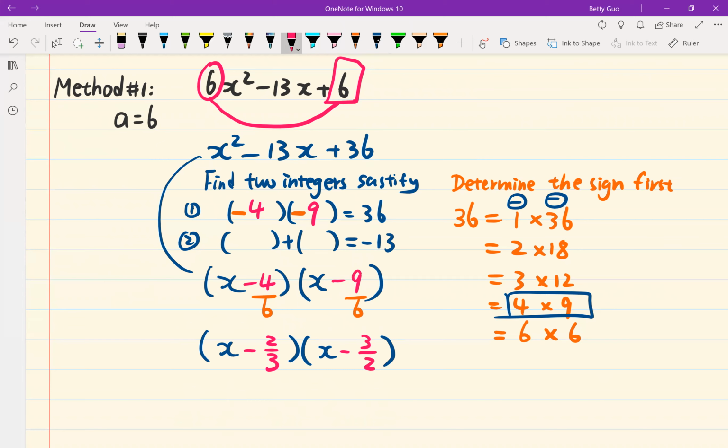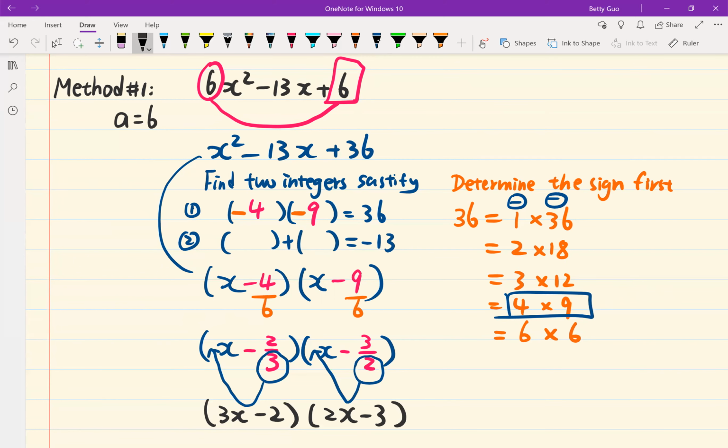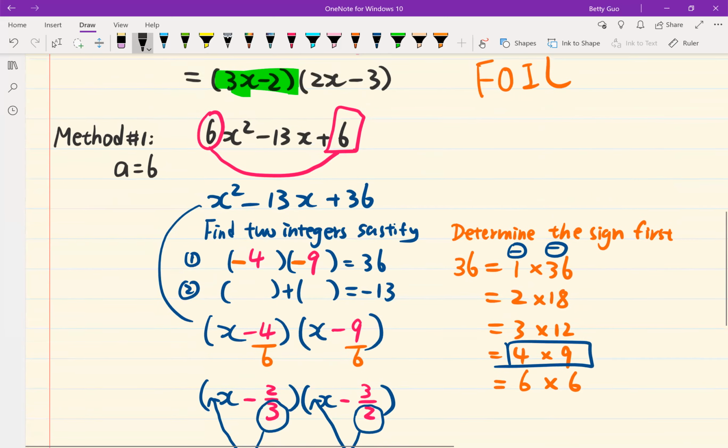The third step: once we reduce the fractions, if we still have denominators, like this one we have denominator 3, this one we have denominator 2, we're going to slide them back in front of x. 3 is slid in front of x, so x has a coefficient 3. 3x minus 2, times the 2 is slid in front of x, so 2x minus 3. That's the result. You can tell the result is the same as the first method, right?